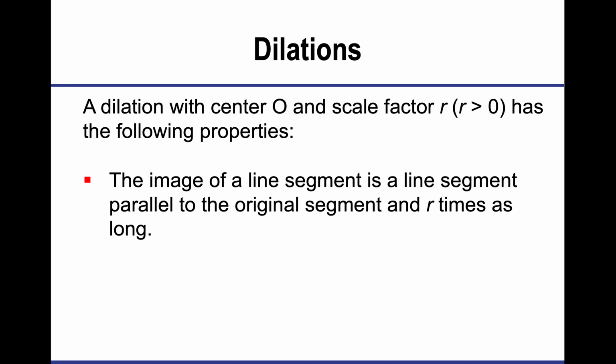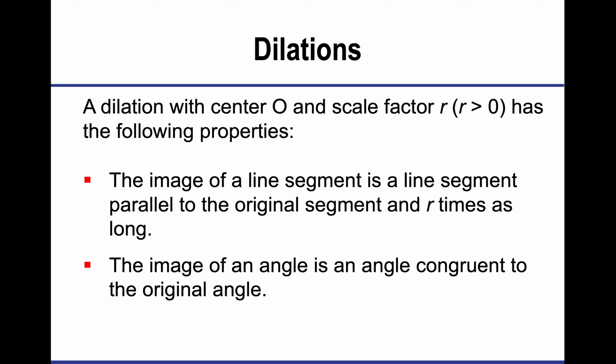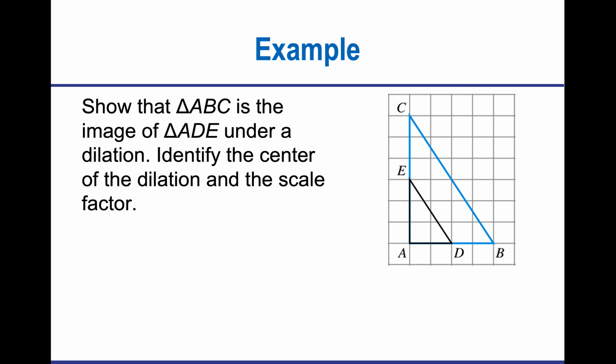So if I have a dilation, I have to make sure that the scale factor is greater than 0. I can't have a negative scale factor. It has to be positive. The image has to align and have the same scale factor for every side of the image, and all of the angles have to be congruent to the original image.